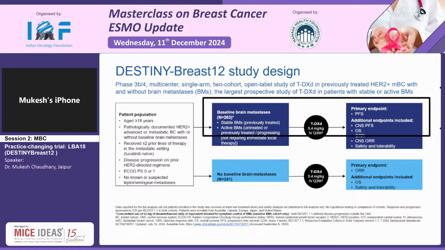There are 2 cohorts, one with brain mets, another without brain mets. In brain mets patients, there are 2 subgroups, stable and active brain mets, and both cohorts were treated with TDXD 5.4 milligram per kg every 3 weeks. The primary endpoint in baseline brain mets patients is PFS, and additional endpoints are CNS PFS, OS, CNS objective response rate, safety and tolerability. The primary endpoint in no brain mets patients is objective response rate.